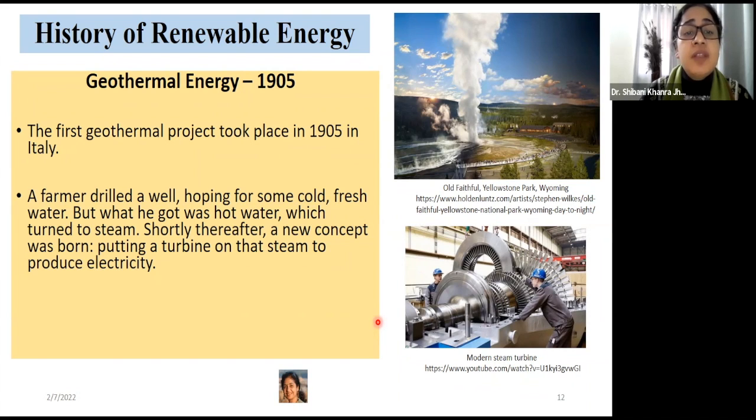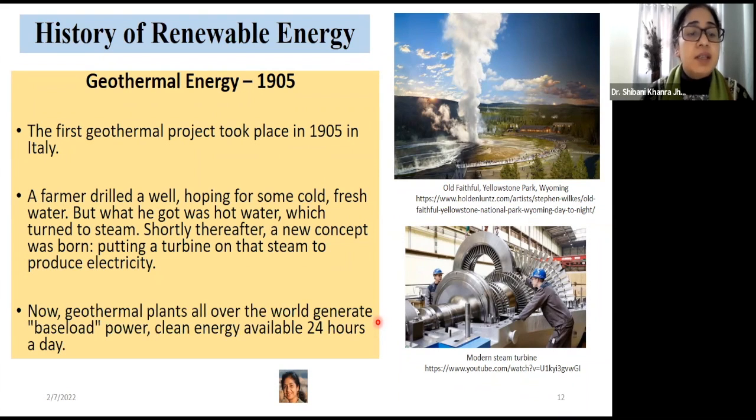With this observation, a very beautiful concept was born: why not put a turbine on that steam and produce electricity? And that is what finally happened, in the form of electricity generation from geothermal energy.